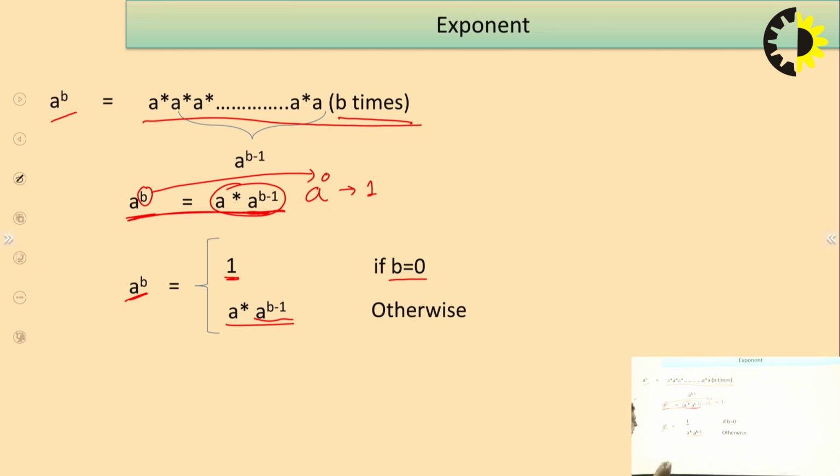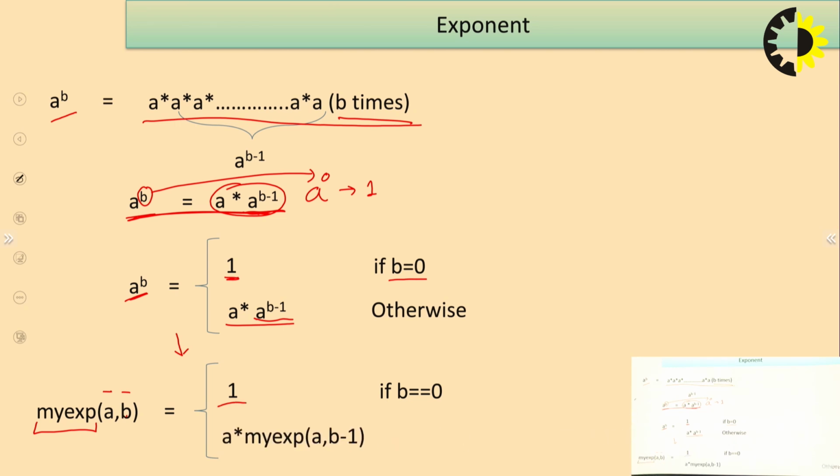Now this is the mathematical definition. The next step is to convert this into the programming part. So how to do this with the help of a function? Just give the function name my exp, with base and power as the two parameters. So my exp a, b: if b equals 0, then the value is 1. Otherwise, a into my exp with parameters a and b minus 1.